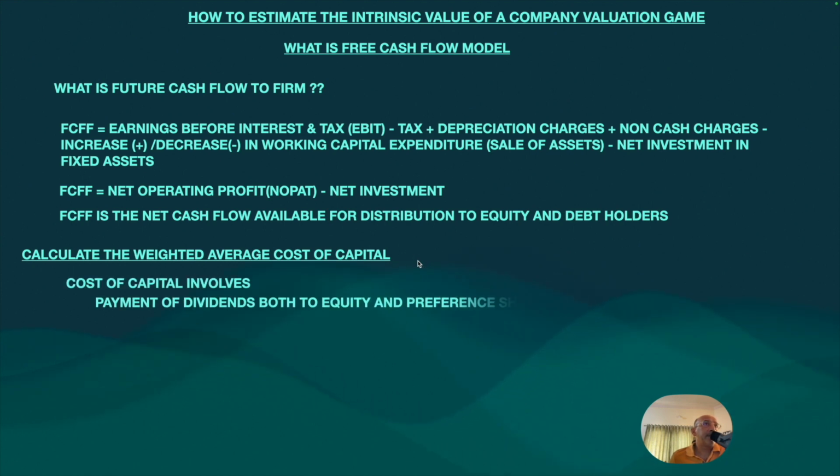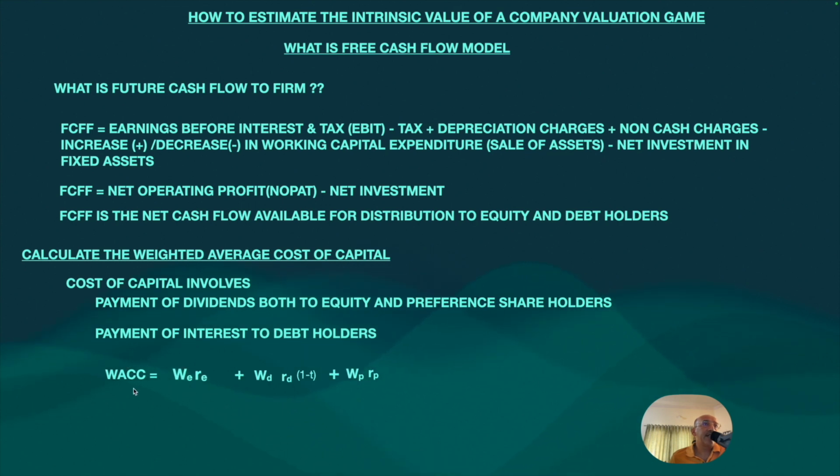So the cost of capital involves payment of dividends both to equity and preference shareholders, and payment of interest to debt holders. If we consider this weighted average, this is the weightage given to the rate of return, that is the rate of interest to the equity, whatever dividend you are giving, plus the weightage of the debt holders into RD, that is the coupon rate or the interest you are giving to the debt holder, plus WP into RP, which is nothing but the preference share dividends you are going to give to the preference shareholders. Their weightage will be calculated here.